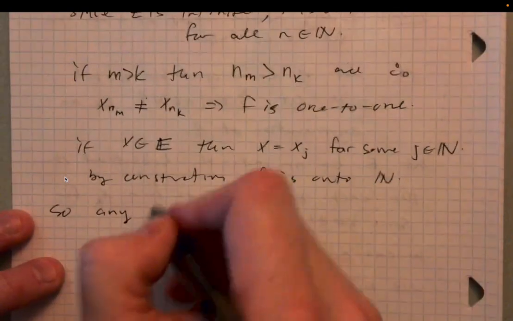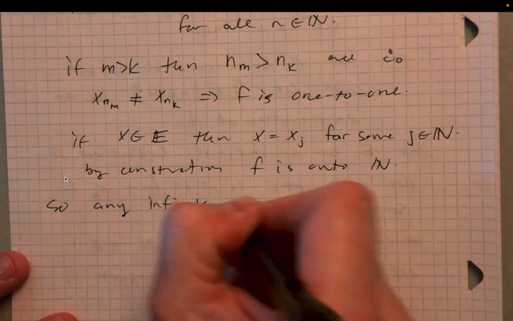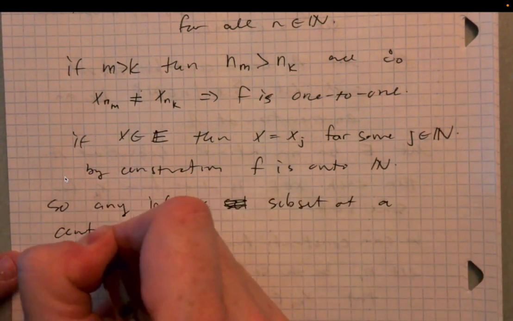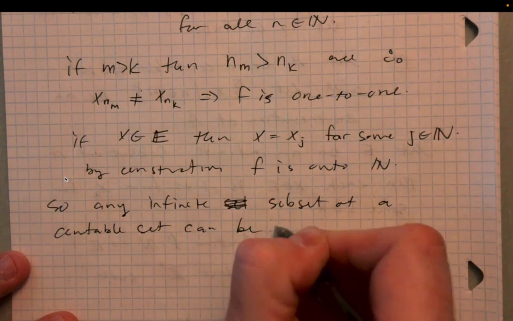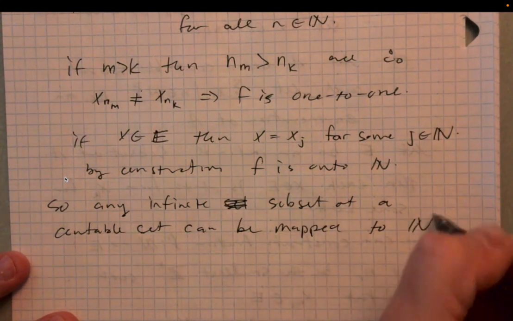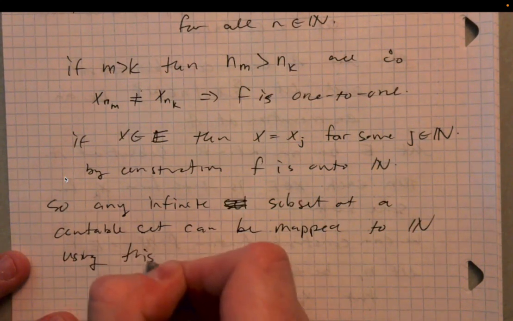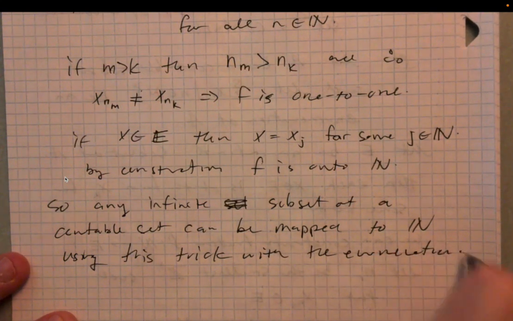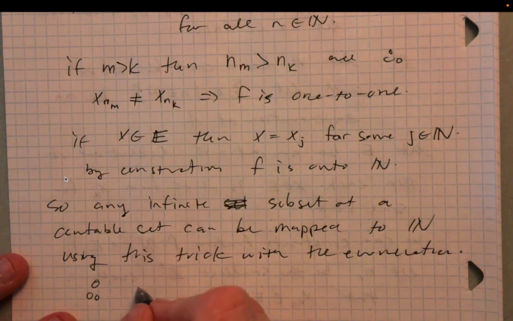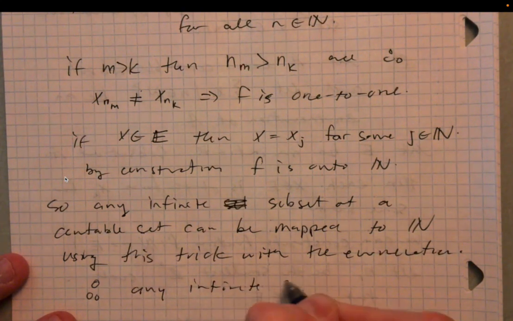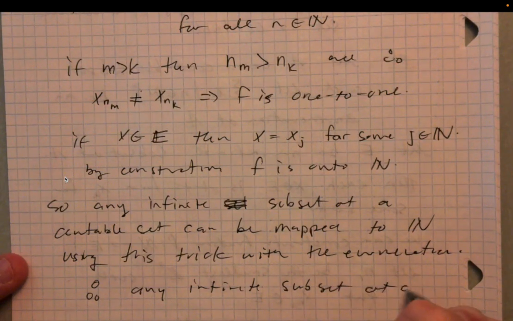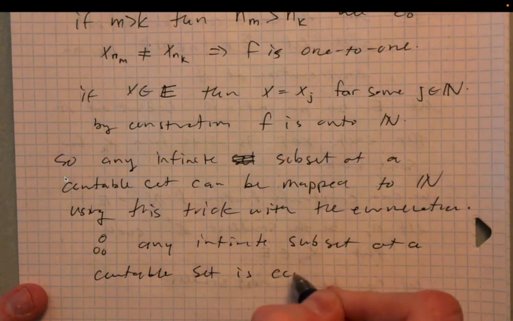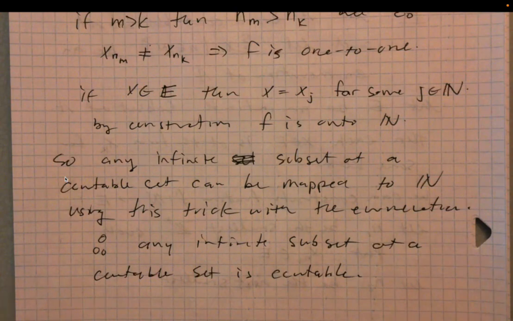So any infinite subset of a countable set can be mapped to N using this trick with the enumeration. Okay, therefore, any infinite subset of a countable set is countable, right? Because it can be mapped to N. Right, so that's the proof.